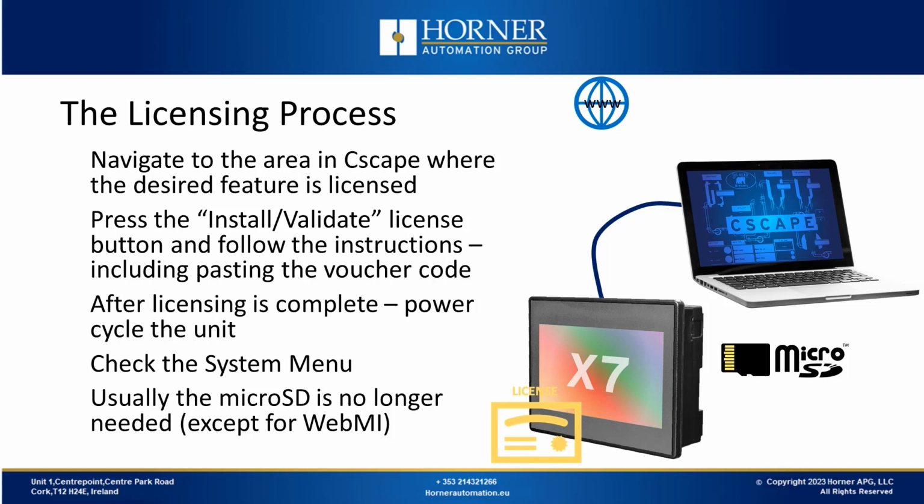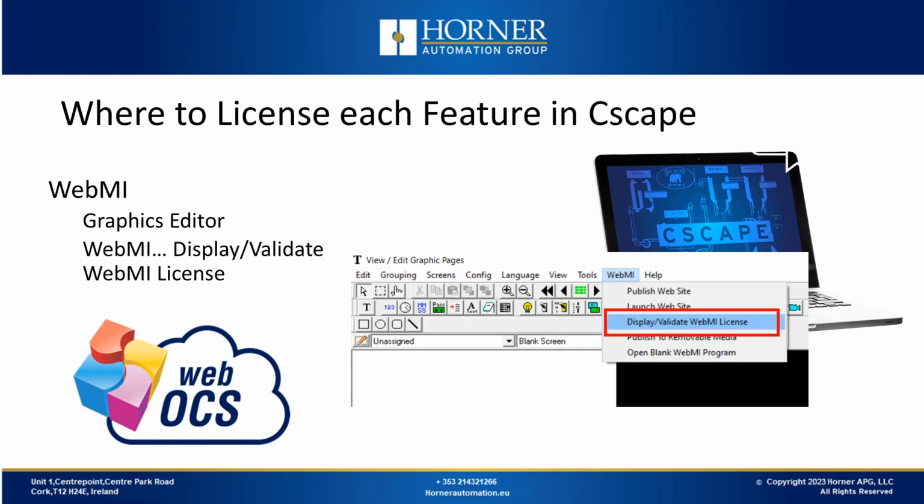After completing the steps, perform a power cycle and double-check the system menu to ensure that the license has been successfully installed. If the license is not present, you can return to Cscape, which will retransfer the license file, allowing you to proceed smoothly. Now we'll demonstrate the location for each of the different licensable features, showing you where you need to go to initiate the licensing process.